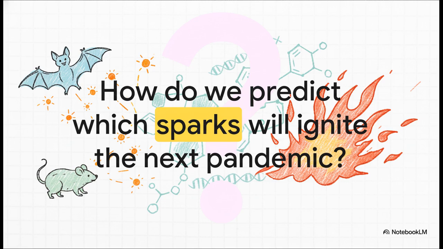We've deconstructed this one case file, but the wider coronavirus family is still out there in its natural reservoirs, constantly producing these little sparks in the form of spillovers. The grand challenge for virology and public health is to learn how to predict which of those thousands of sparks has the right molecular machinery to ignite the next global fire.